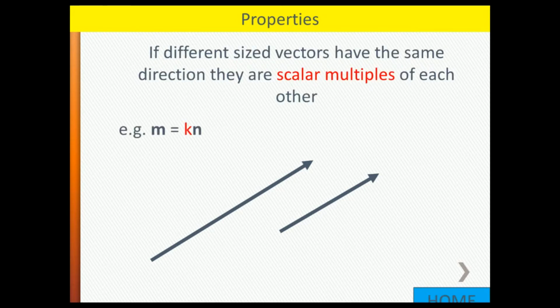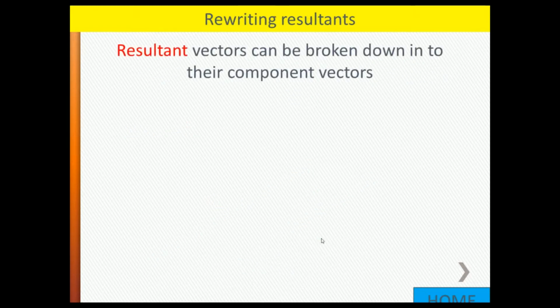In this case, we're going to use the letter k to denote what the multiple is. If we have m and n, then m is so many times n. That might be twice, it might be 1.8, it might be a smaller value than that, but who knows. In this case, m is twice the length of n, and we can say that because they're going exactly the same direction, so the directions are the same. One is just twice the size of the other one.